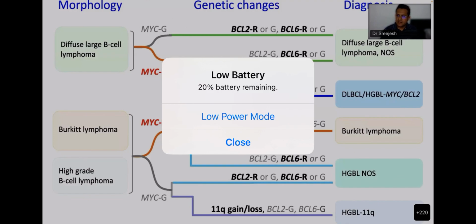This is a flowchart from the latest WHO. If you have large cell morphology and MYC rearrangement, and you see BCL2 rearrangement, then it's a double hit lymphoma. If there is no BCL2 rearrangement, it's a DLBCL. Now, Burkitt-like morphology with isolated MYC rearrangement is Burkitt lymphoma. But along with MYC rearrangement, if you get BCL2 rearrangement, again it goes to high-grade B-cell lymphoma with both MYC and BCL2 rearrangement. So you should know this.